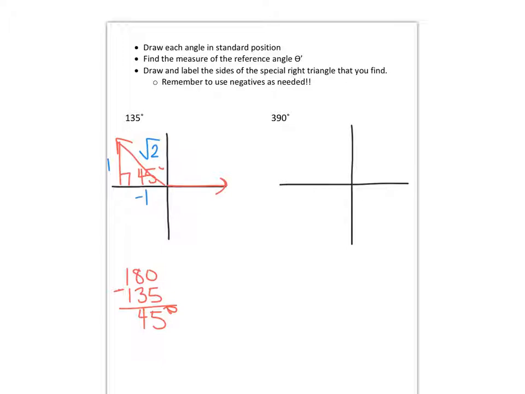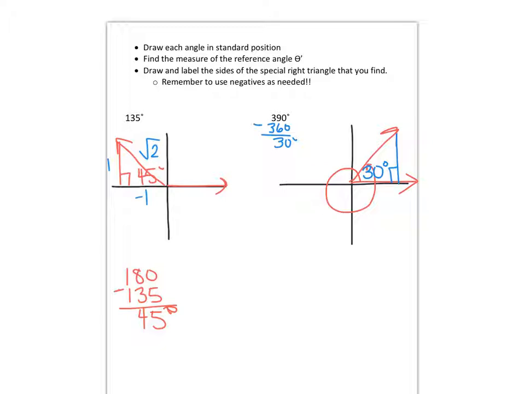Okay, 390 is bigger than 360, so we need to subtract 360 and find out that we're going around the circle once and then 30 degrees extra. So in quadrant 1, we go around and then a little extra. So we are 30 degrees away from 0 when we start here, so our reference angle is 30 degrees. We drop that down and we have our right angle. And we need to put the 30, 60, 90 triangle in.